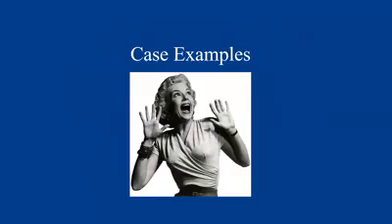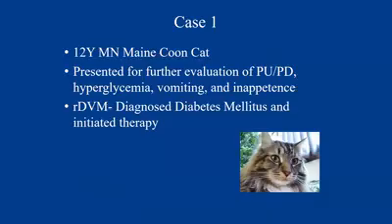All right, so let's go through some case examples. I know they can be scary because we don't know all this stuff yet, but my goal is just to inspire you to become more interested in doing blood film evaluation. So this first case is a 12-year-old male-neutered Maine Coon cat. This is not the actual cat. When I was in vet school, I was so naive and thought that all of these photos were the actual animals. But I have since grown up.